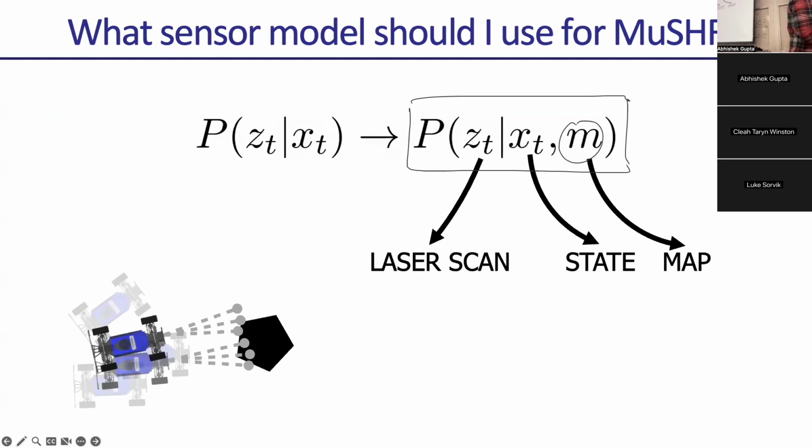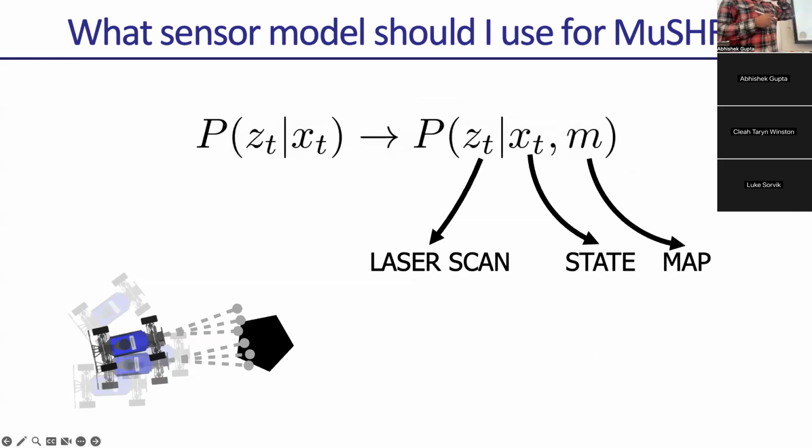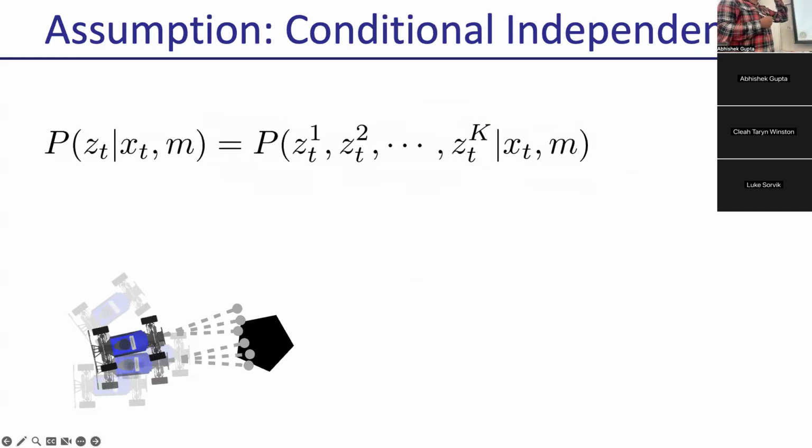There are methods that also try to do P of ZT given M given XT, and those are what you call SLAM methods, but those are slightly different. We're going to assume that we know the map, and we're going to try and build a model of what P of ZT is going to be given XT and M.